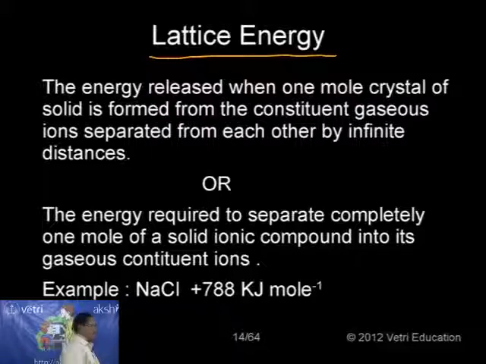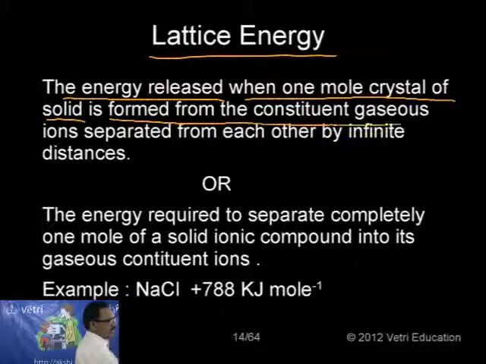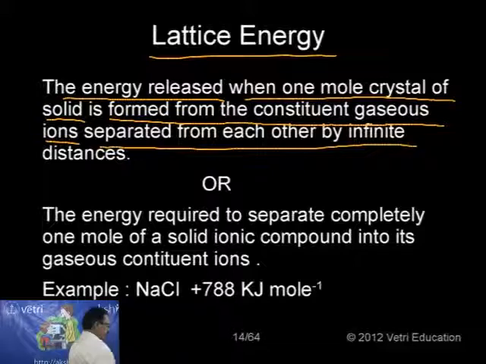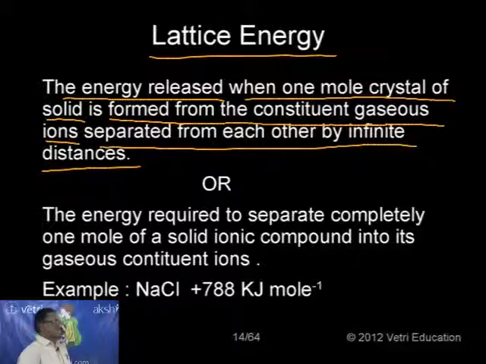What is lattice energy? The energy released when one mole crystal of a solid is formed from the constituent gaseous ions separated from each other by infinite distances. This is called lattice energy. So there are positive ions and negative ions. Let us assume sodium plus ion and Cl minus ion in gaseous form, at infinite distance. When you bring these two ions together to form a one mole crystal of a solid, whatever energy is released, we call it lattice energy.